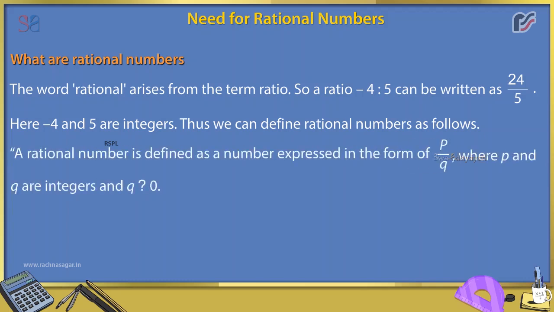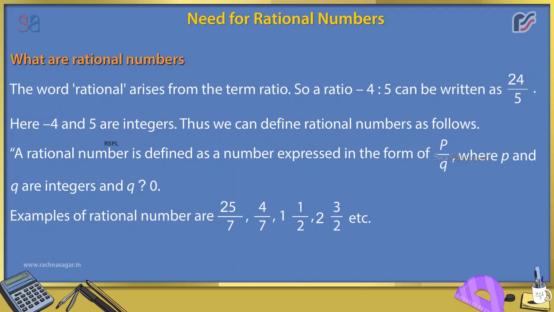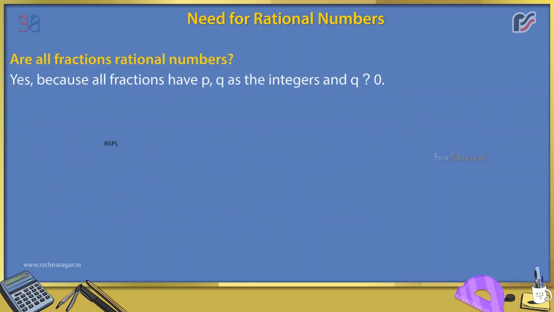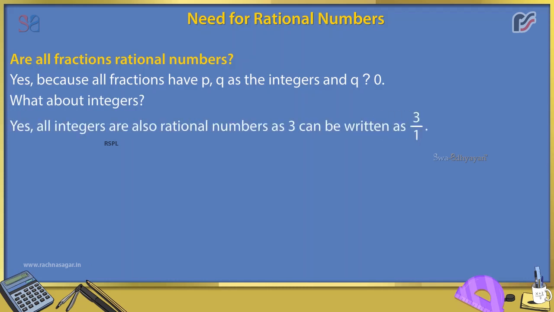Thus, we can define rational numbers as follows. A rational number is defined as a number expressed in the form of p by q, where p and q are integers and q is not equal to 0. Examples of rational numbers are minus 5 by 7, 4 by 7, 1 and 1 by 2, minus 3 by 2, etc. Are all fractions rational numbers? Yes, because all fractions have p, q as integers and q is not equal to 0. What about integers? Yes, all integers are also rational numbers, as 3 can be written as 3 by 1.